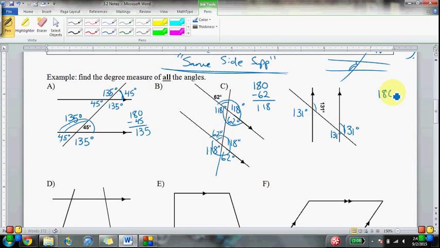So same process, 180 minus 131. When I subtract that, I get 49. So all of these acute angles are 49 degrees.